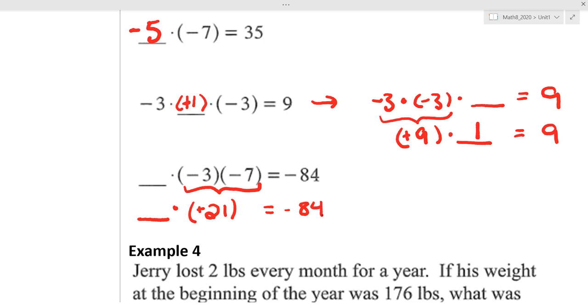Gordon? Negative 4. Yes, 4, and negative. So our answer has to be negative. We have a negative times a positive, which has to equal a negative. And yes, 4. So you look at the 21 and you go, okay, what do I have to multiply to make 84? Well, I need a 4 there, so let's try a 4. So 4 times 1 is 4, 4 times 2 is 8, so 84, right? Or you can do some guessing and checking, right? So the answer is negative 4.